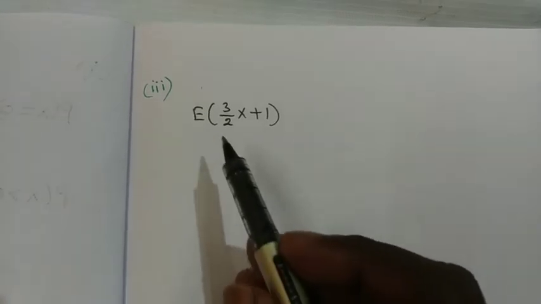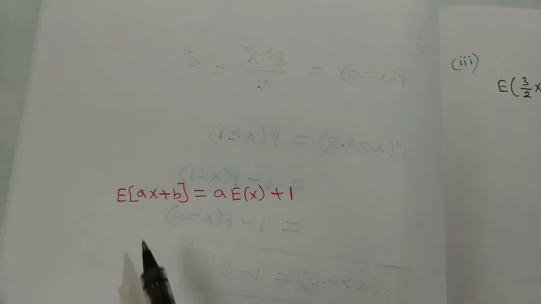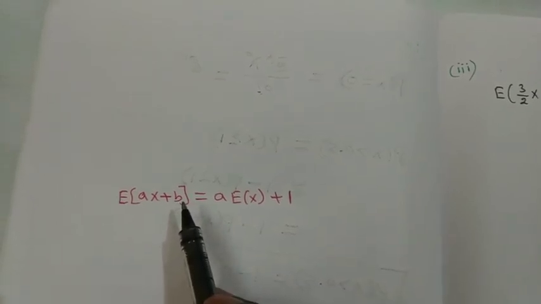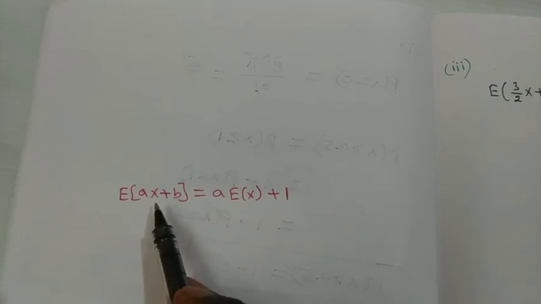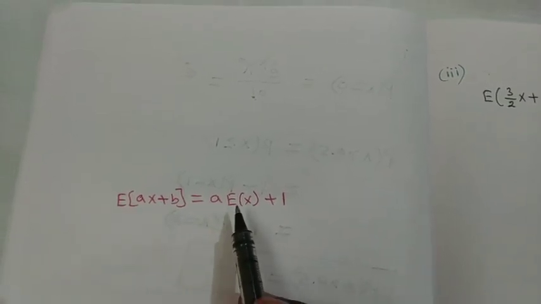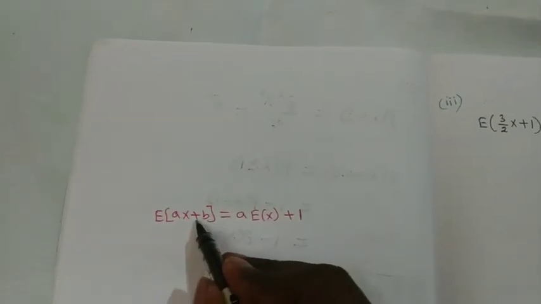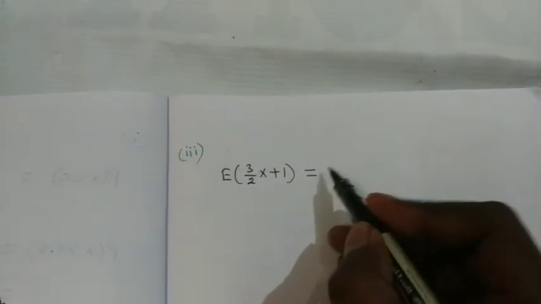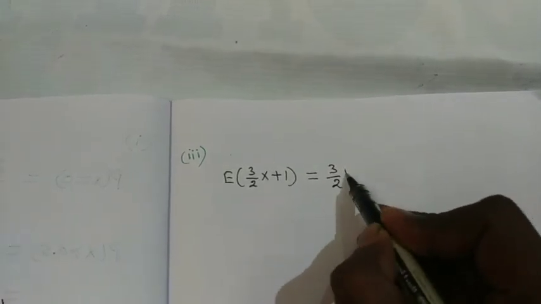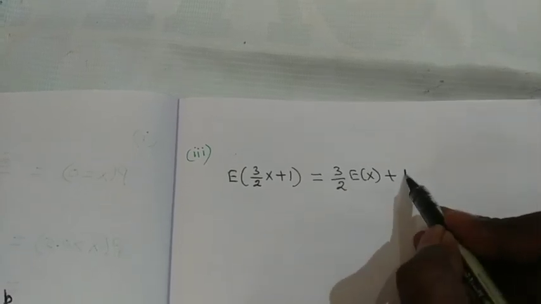So next I am going to find out E of 3 by 2 x plus 1. The formula is E of ax plus b, where b is a constant and a is also a constant, but a is multiplied with the variable x. So this can be written as a into E of x plus E of b, which is b. Similarly, this can be written as 3 by 2 into E of x plus E of 1, and E of 1 is 1.